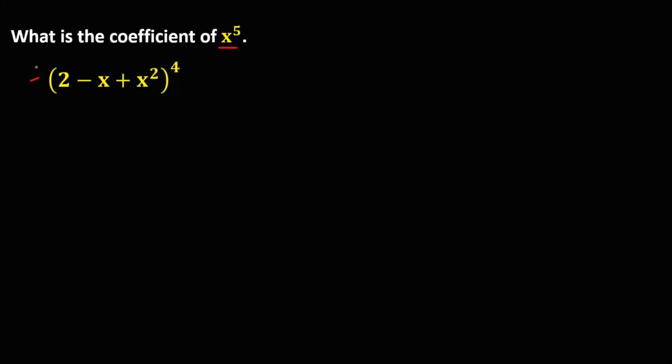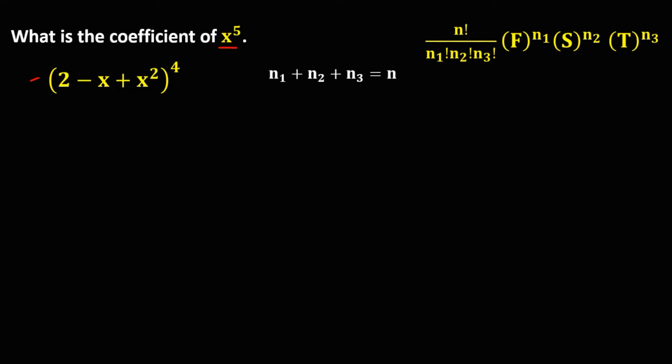Okay, so let's solve this problem. To find the coefficient of x to the power 5 from this given equation, we use this formula, but take note that n sub 1 plus n sub 2 plus n sub 3 is equal to n. From this given, this is the first term, the second term, and the third term, and this exponent is equal to n. Then we need to create a table to find the possible values for n sub 1, n sub 2, and n sub 3.